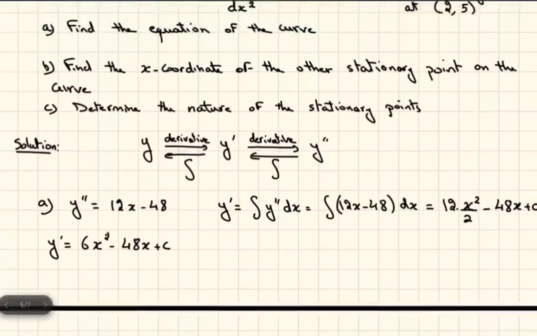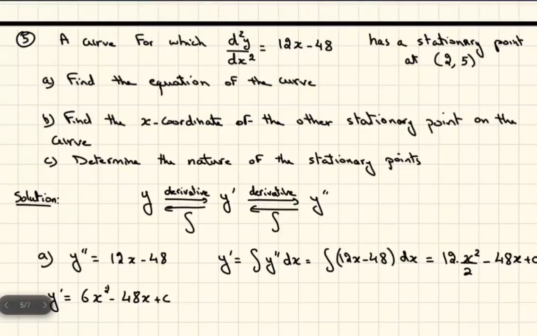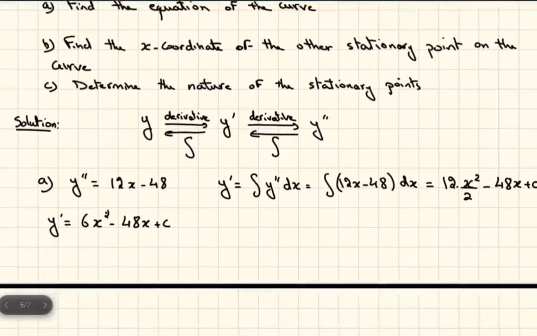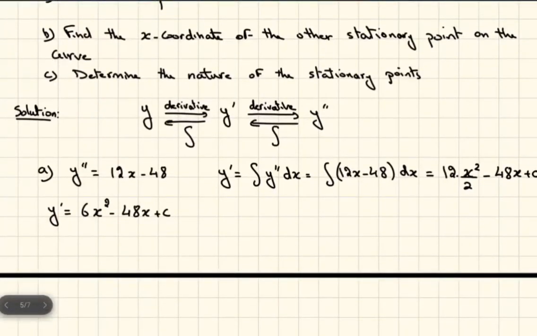They gave you a very important given, a stationary point at (2, 5). Now remember before, when we were doing the table of variations, when we say stationary point, I should mention that y prime is equal to 0 at the given x value. And the x value here for the stationary point is 2. So I know that if I substitute 2 instead of x, y prime will be 0.